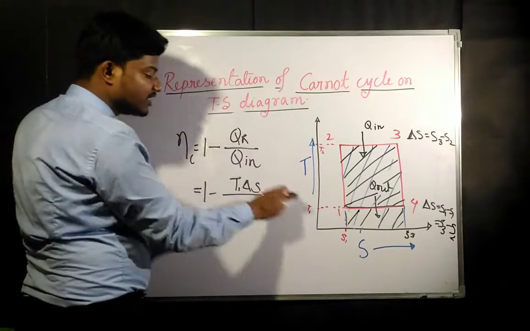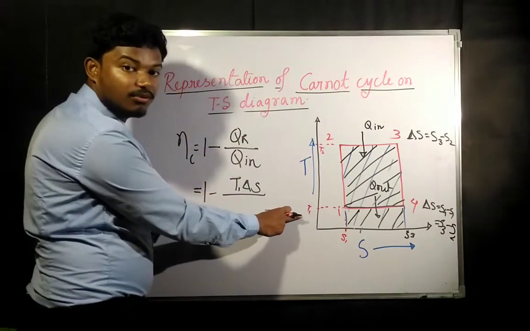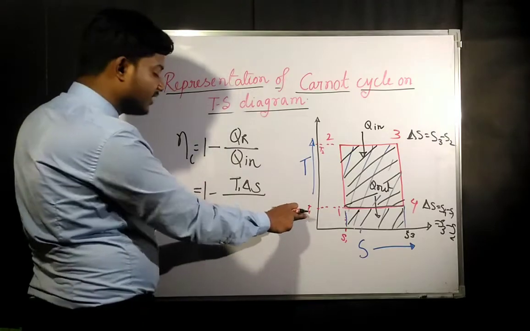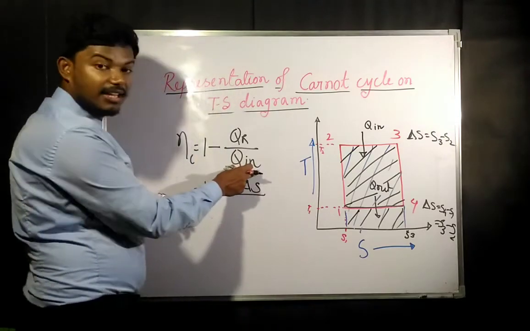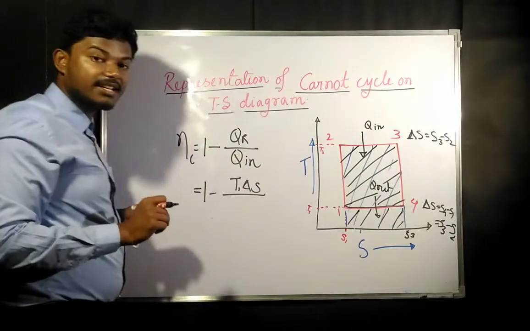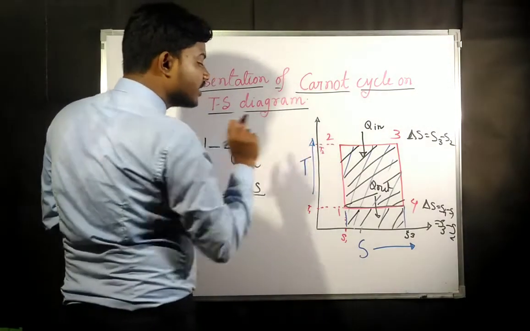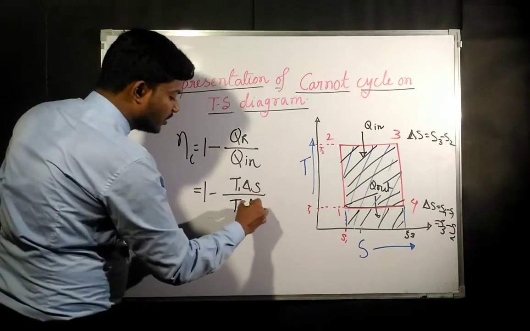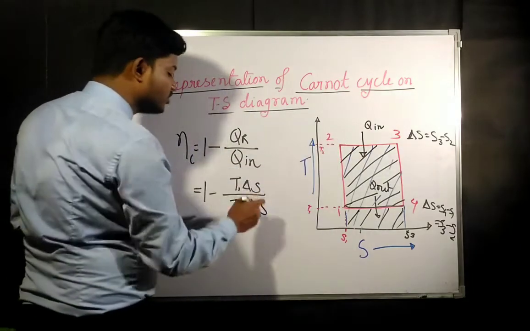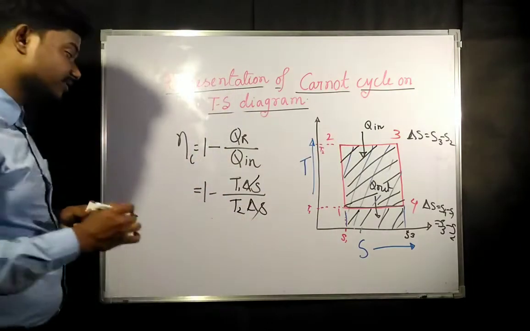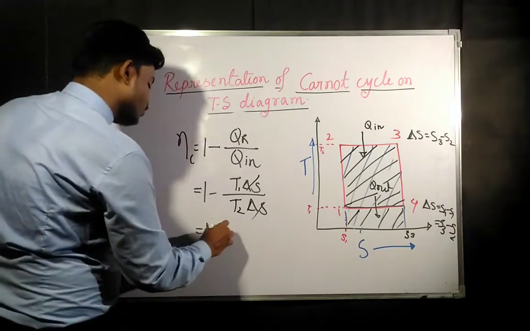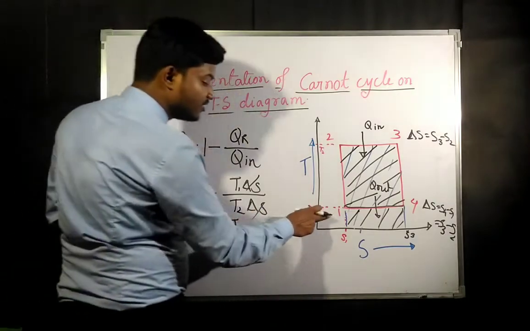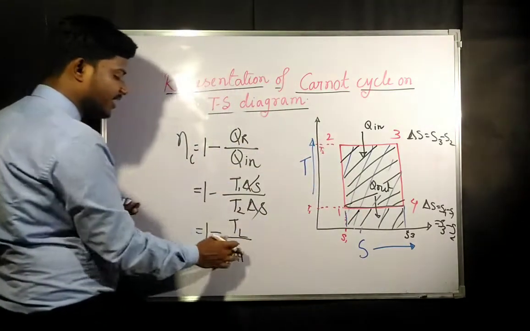So for Q rejection, at what temperature is heat rejection going to take place? It is at temperature T1. And Q in, that means heat addition, at what temperature is it going to take place? It is going to take place at temperature T2. So T2 into del S. Del S is the same for both these cases, so del S is going to get cancelled. So you can write 1 minus TL by TH. TL means this T1, this lower temperature, and this is the higher temperature.